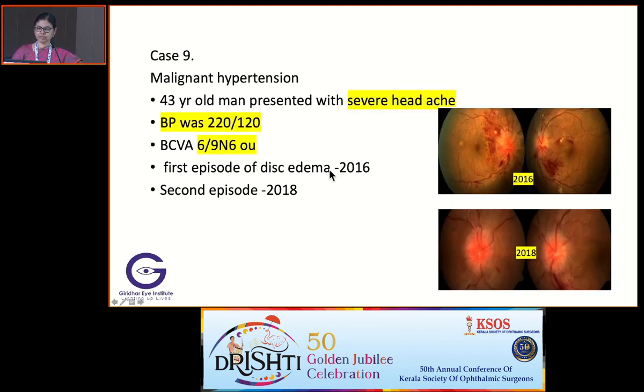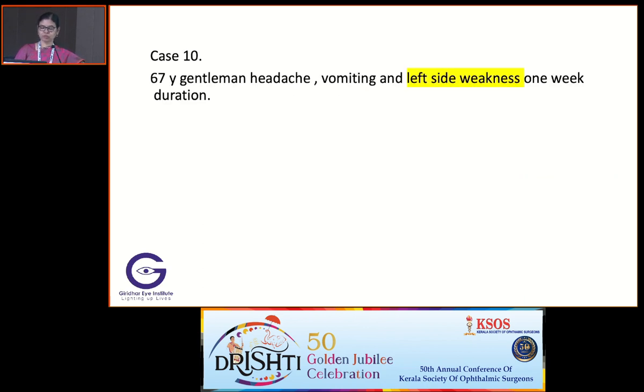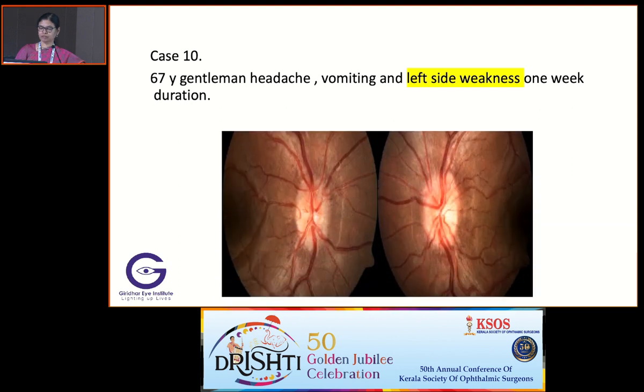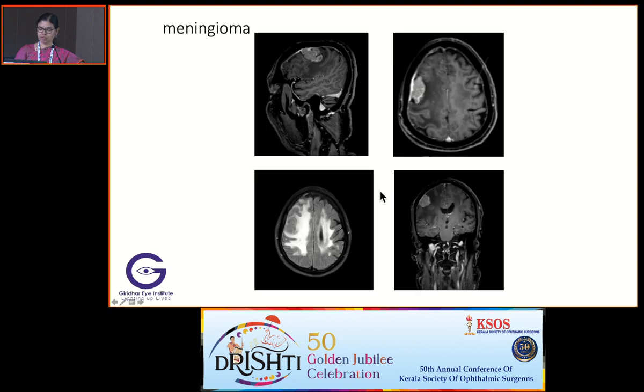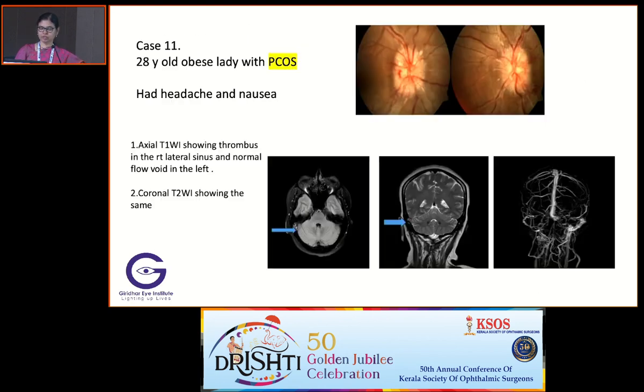A 43-year-old man presented with severe headache. BP was 220/120, with florid disc edema in both eyes. It's a case of malignant hypertension. A 67-year-old gentleman, headache, vomiting, left-sided weakness, 1 week duration, both eye disc edema. MRI showed a mass lesion, which was meningioma.